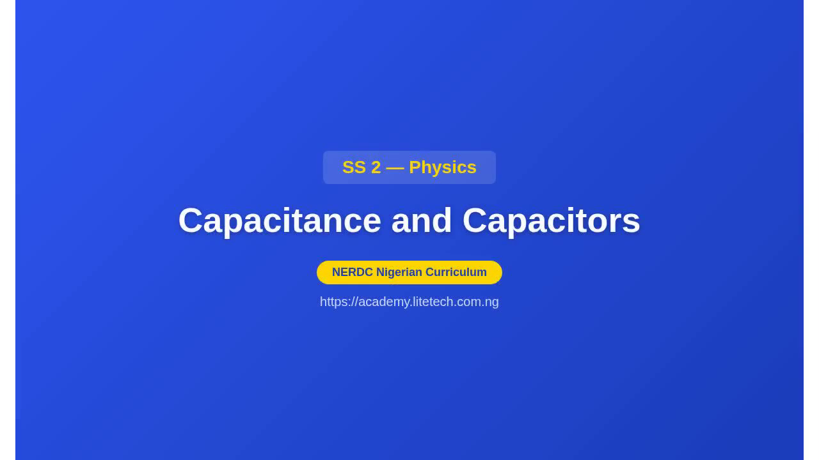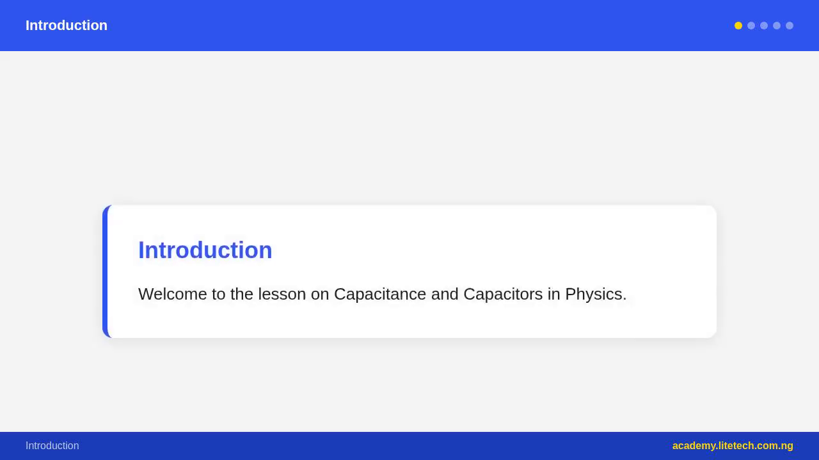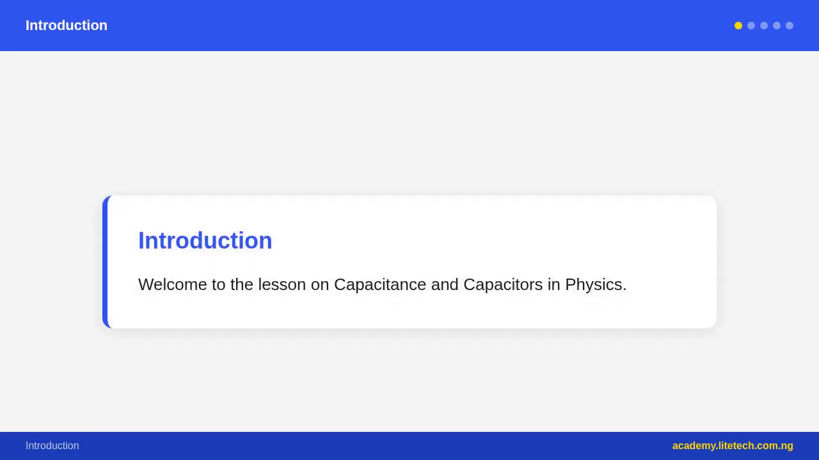Welcome to SS2 Physics, Term 1, Week 5. Today we study capacitors, devices that store electrical charge and energy. Capacitors are found in virtually every electronic device: radios, televisions, computers, camera flash units, and medical defibrillators. Understanding capacitance is essential for anyone who wants to work in electronics or electrical engineering.